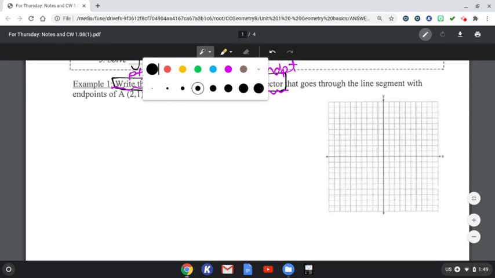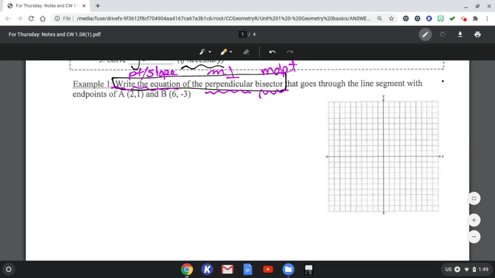So each phrase in those directions means a formula for us. So write the equation of the perpendicular bisector that goes through the line segment with endpoints 2, 1, which is going to be point A. I'm going to graph that. And then 6, negative 3 is point B. So there's our segment AB.